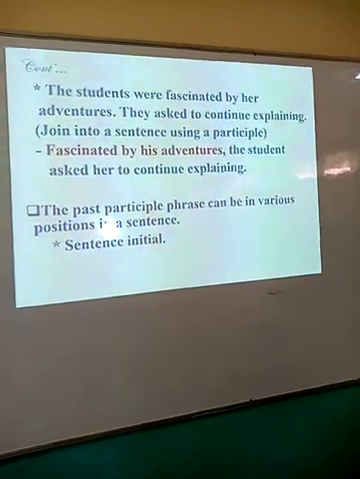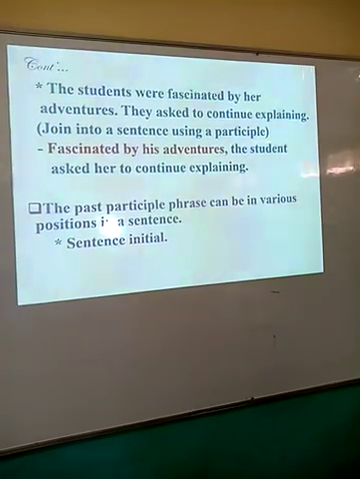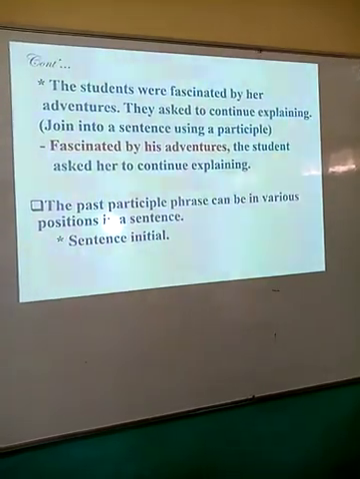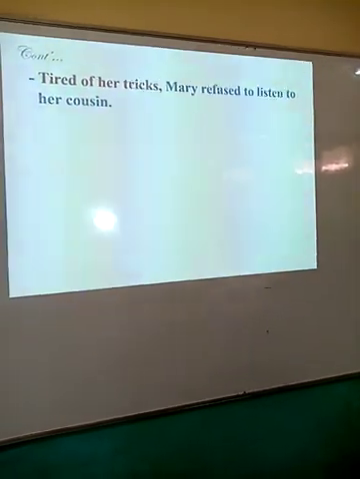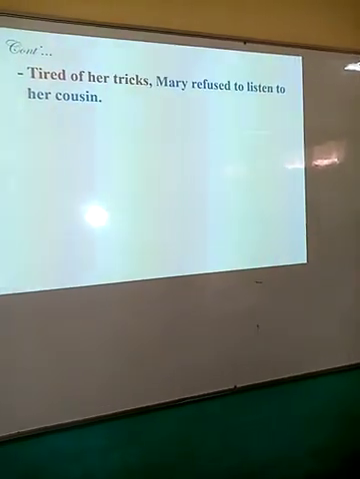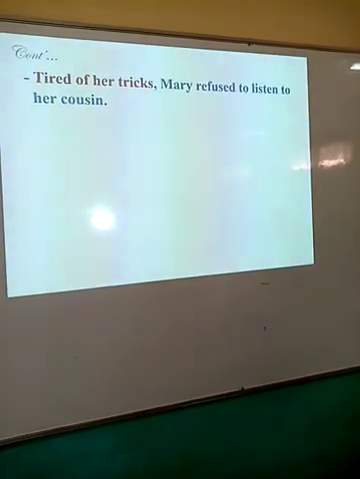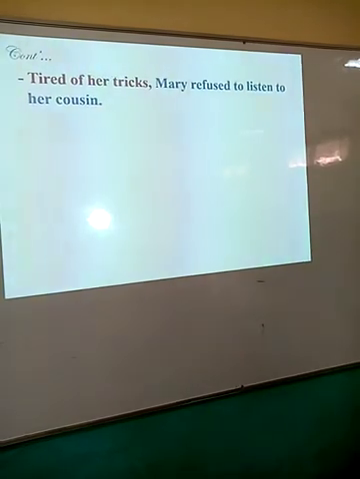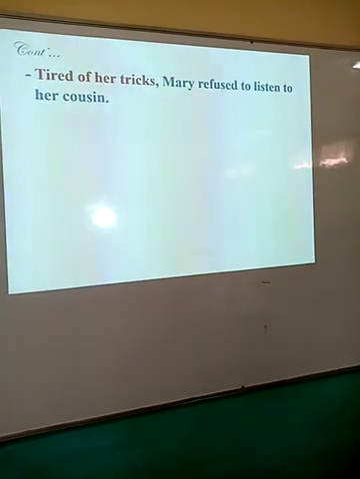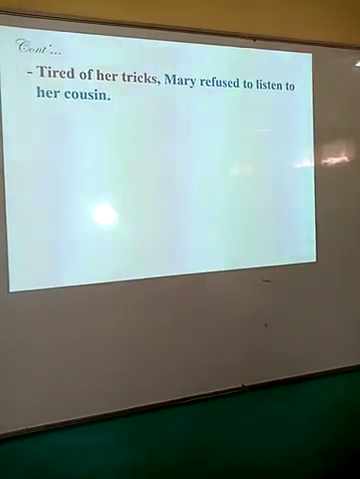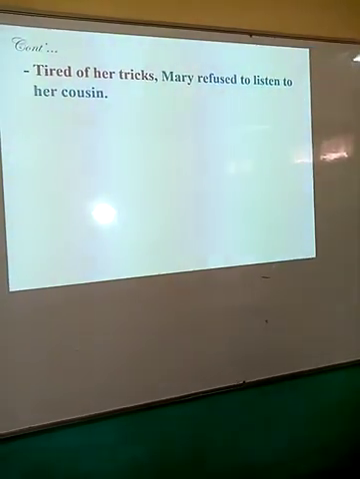The past participle phrase can also appear in various positions in a sentence. It can appear in sentence initial position. For example, tired of her tricks, Mary refused to listen to her cousin. Tired of her tricks is the initial position of the sentence. And one thing that we should note here is that every time you're using a past participle in the initial position, a comma must be used to separate the past participle phrase from the main sentence in that structure.